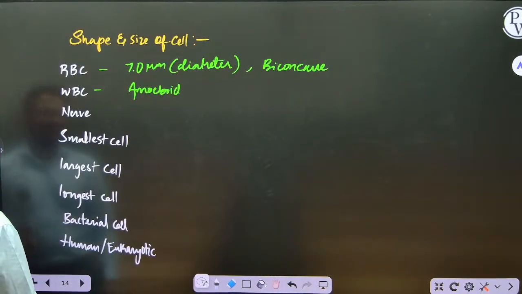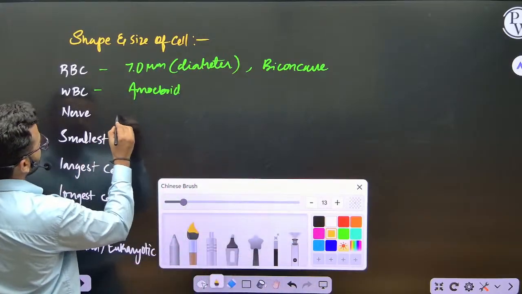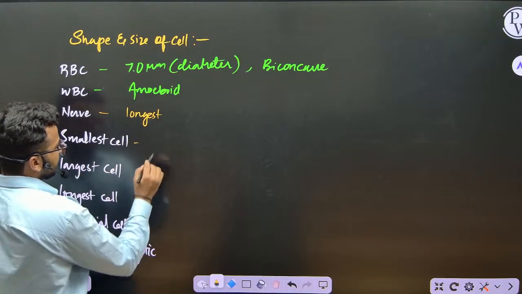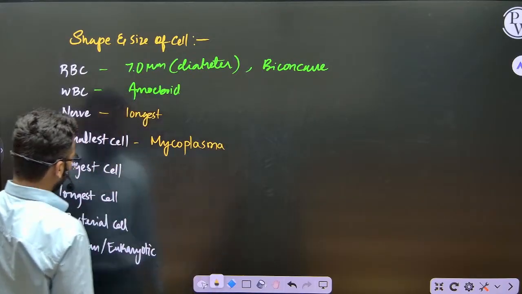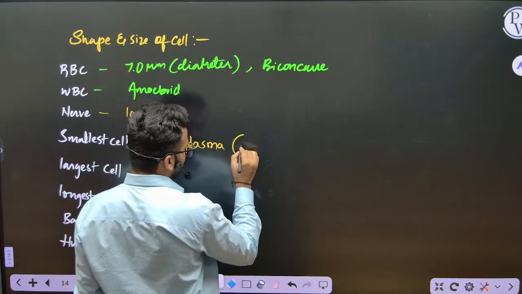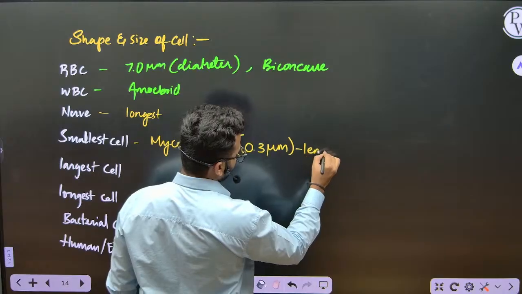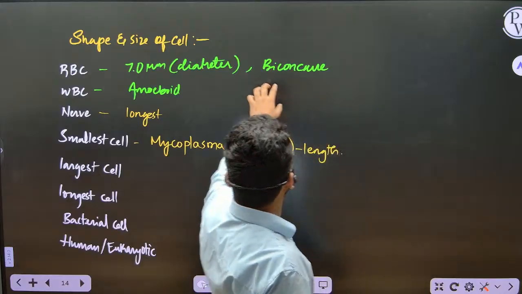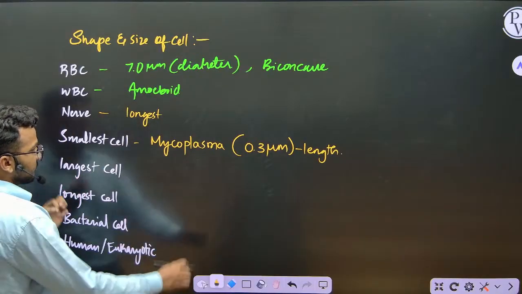And coming to the size here, we are talking about the smallest cell. The nerve cell is the longest cell. And the smallest cell is mycoplasma. We call mycoplasma the smallest cell, which measures around 0.3 micrometer in length. Whether it is length or diameter is important. Here it is a diameter of 7 micrometer. Mycoplasma is 0.3 micrometer in length.